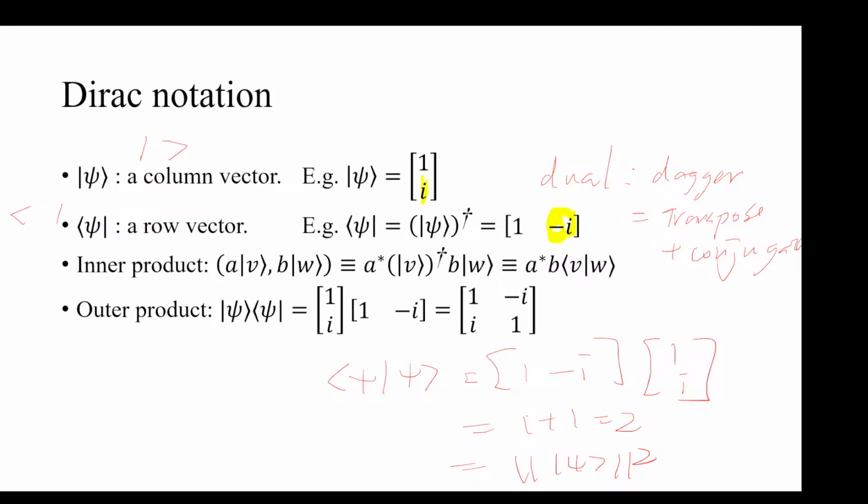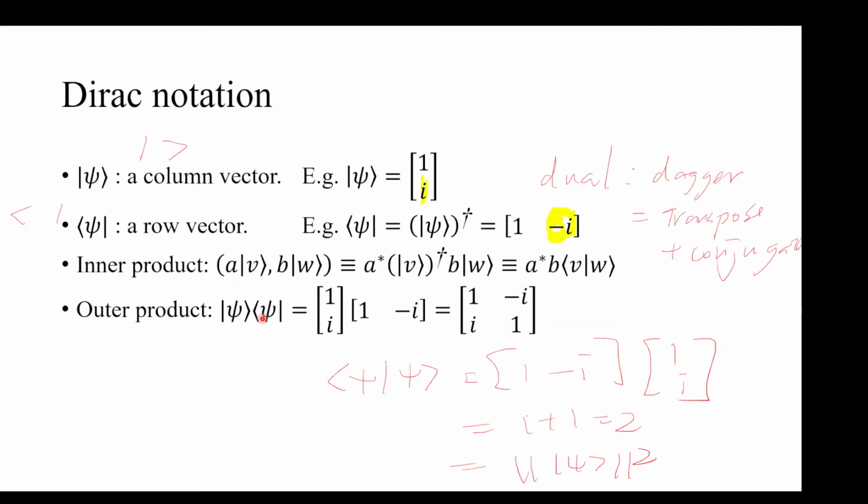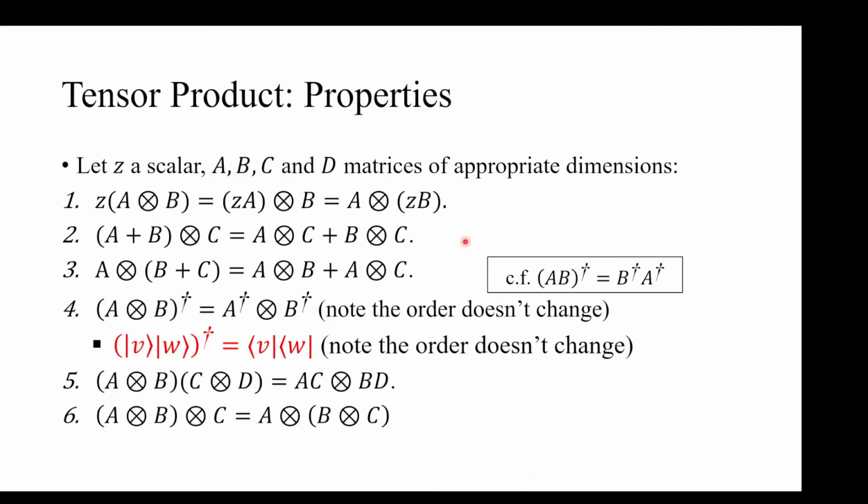Okay, so those are the basic Dirac notation. Then in terms of linear algebra, we have the harder thing. So far this is just complex linear algebra with complex numbers, and a special thing we only introduce in quantum mechanics is this tensor product. We define the tensor product as a product of matrices.